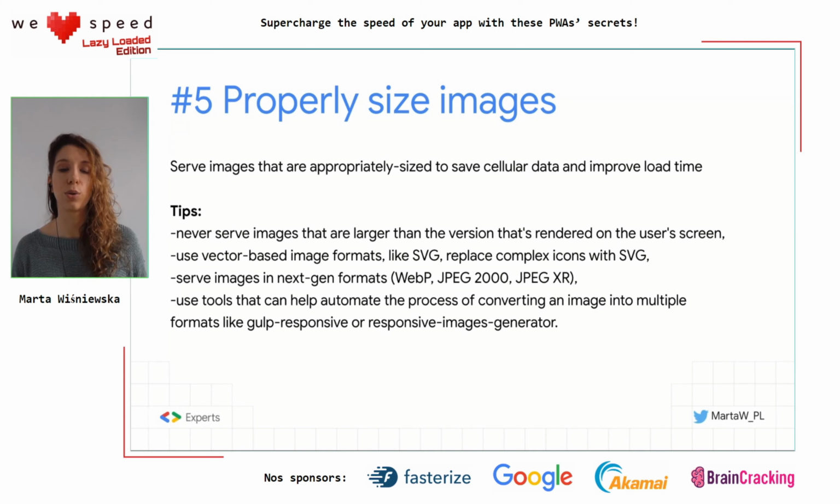And there are great tools that allow you to automate the process of converting multiple images into multiple formats. These tools are Gulp Responsive or Responsive Images Generator, and you can easily find them on GitHub and install them with npm. These tools allow you to automate the process of converting and run it just from the console. So it's really useful for you, for a developer.